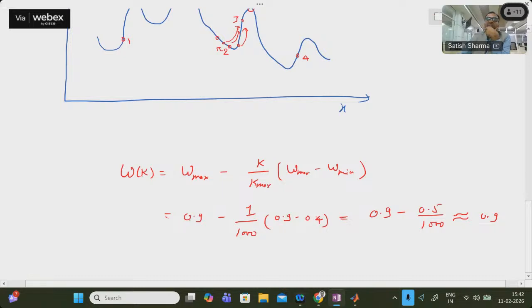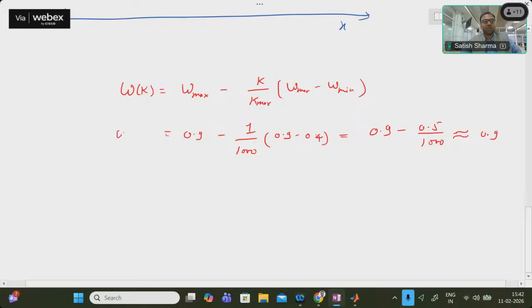So the initial omega will be very high, and as I explained, I would like to explore the entire solution space initially. So I would like to keep this inertia value very high in the initial part of the iterations.